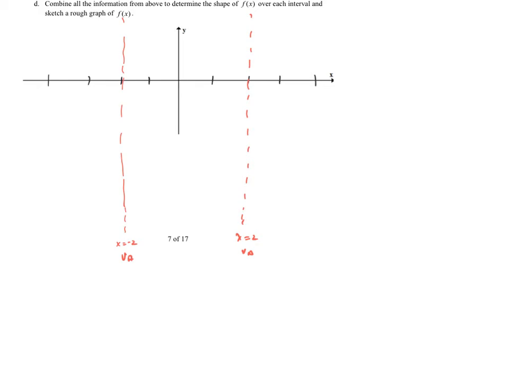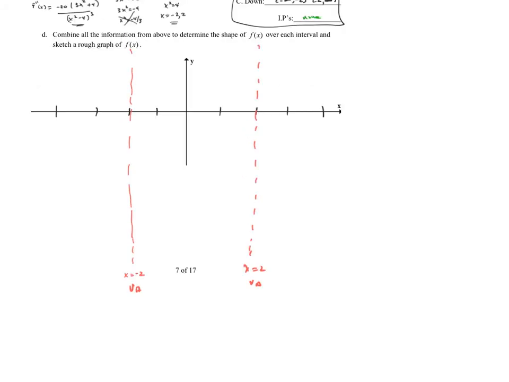I also know that I had a horizontal asymptote. My horizontal asymptote was at, I'm just going to put a dash mark here, y equals 2. I know that I had x-intercepts at the point -3, 0, and at the point 3, 0.